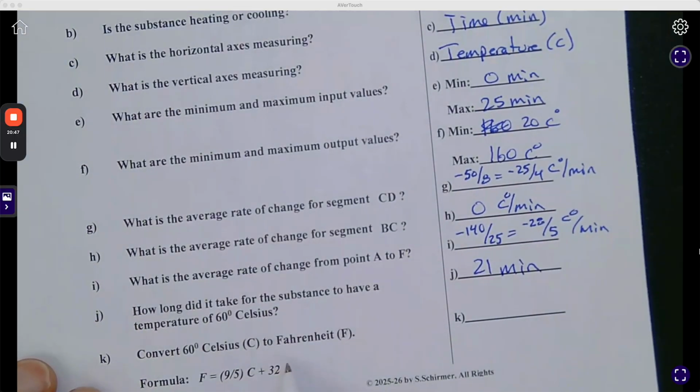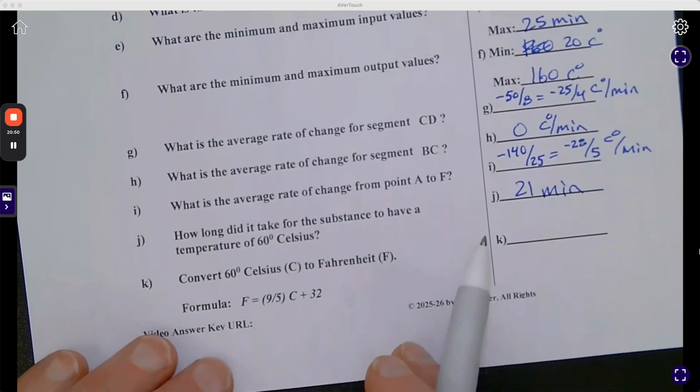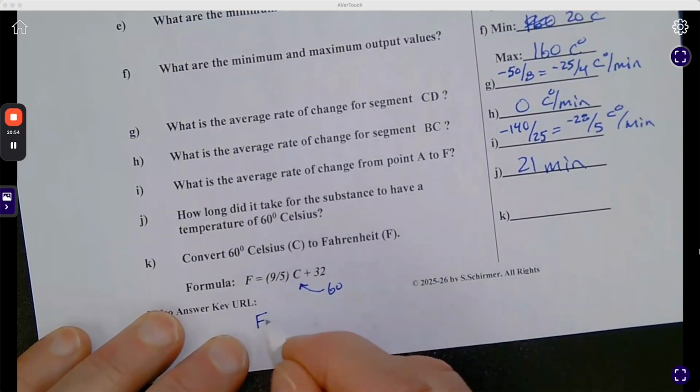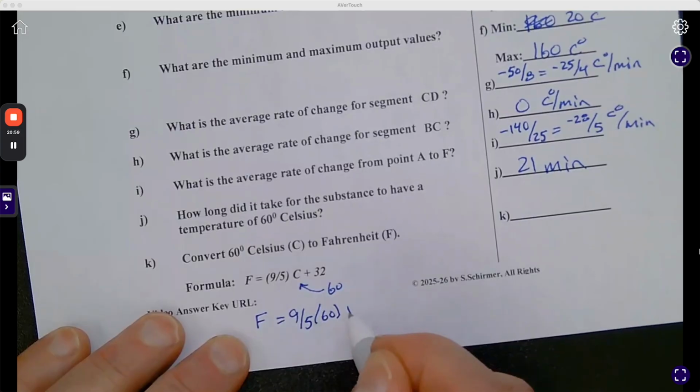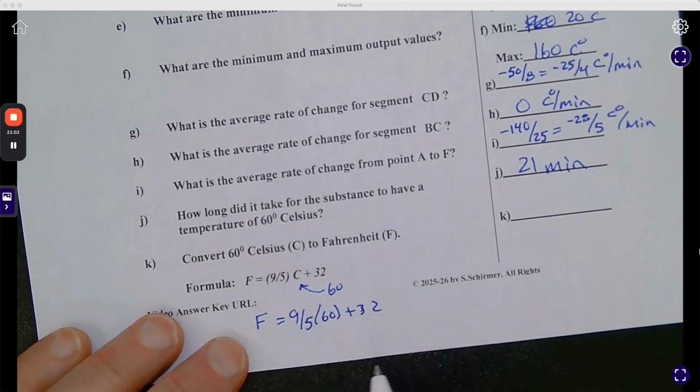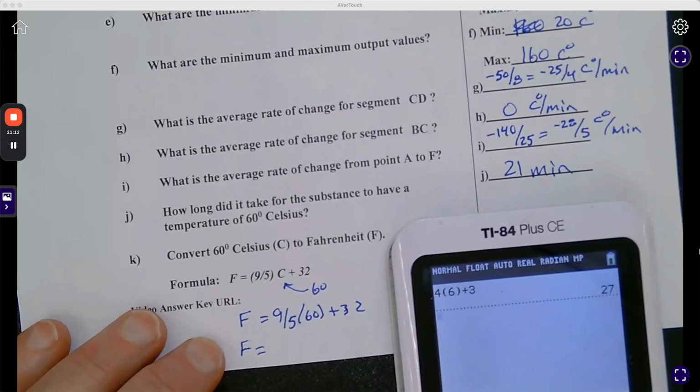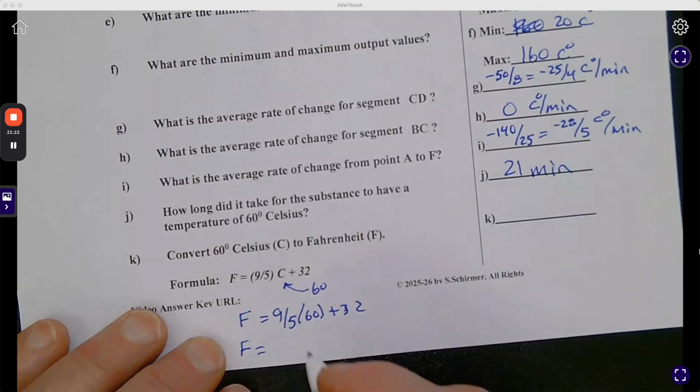Convert 60 degrees Celsius to Fahrenheit. Okay, well look at this. The C represents your 60. So Fahrenheit is F equals 9/5 times 60 plus 32. In the United States, we use Fahrenheit. Pretty much everywhere else on the planet, they use Celsius. So F equals, I'm going to go ahead and just put all that in my calculator. 9 divided by 5, open a parenthesis, 60 plus 32. 140 degrees Fahrenheit. That's hot.